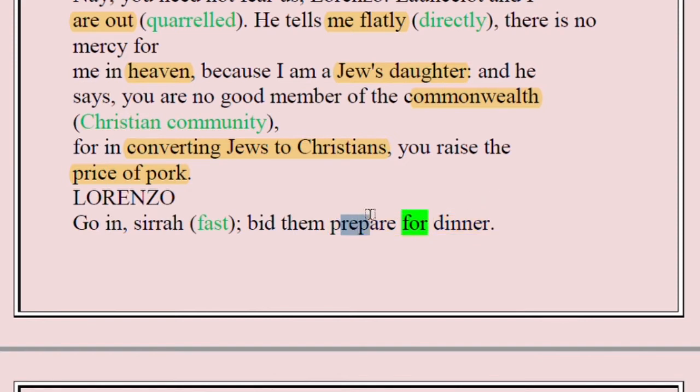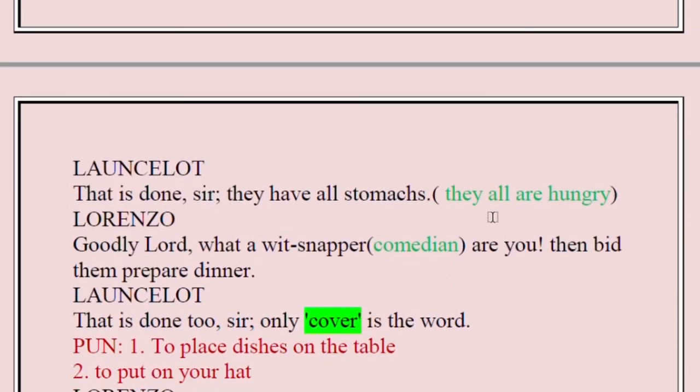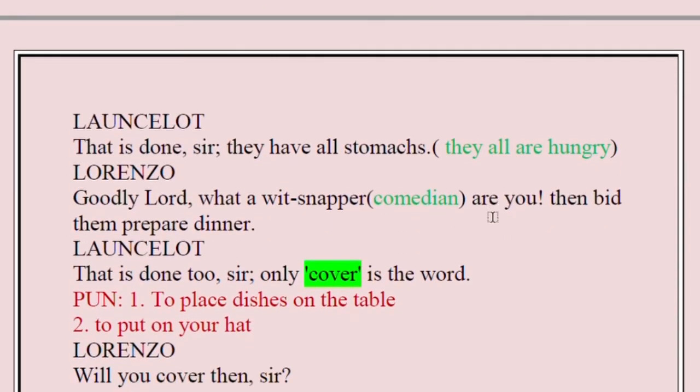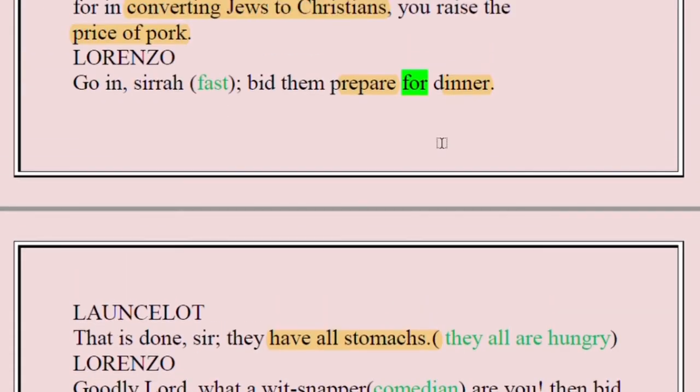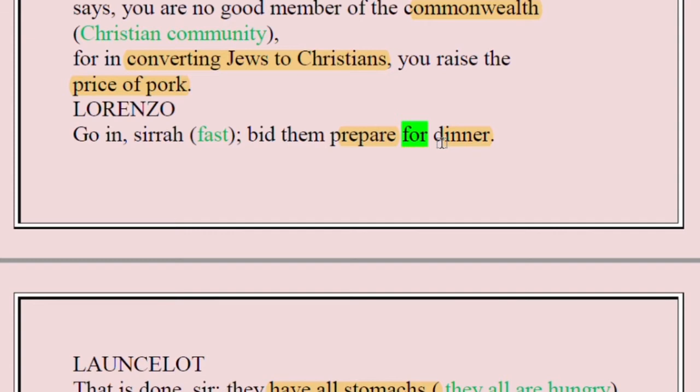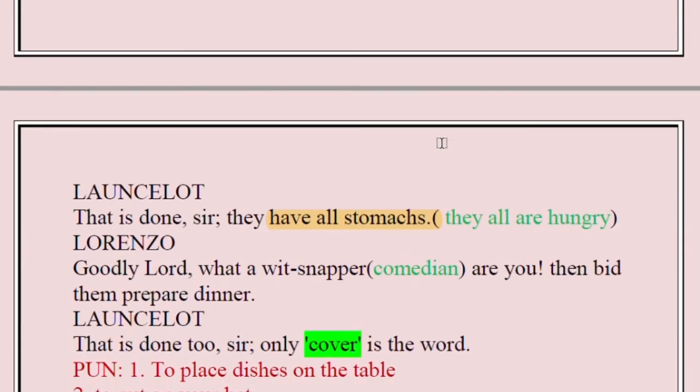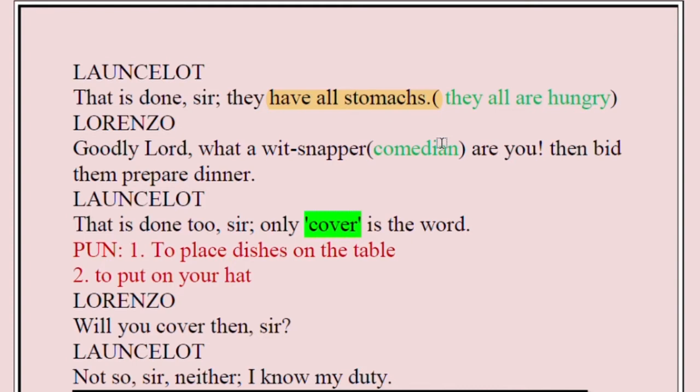So instead of saying prepare dinner, he says prepare for dinner, and immediately Launcelot catches hold of it and finds out his mistake and says, that is done, sir, they have all stomachs. When you say prepare for dinner, it means prepare yourself for dinner, we will go and have food. So it means a different thing. So Launcelot says, you see, sir, they all have stomachs, they are all hungry.